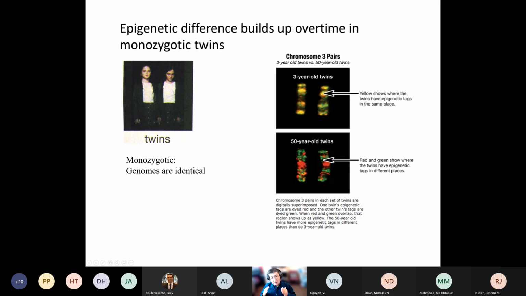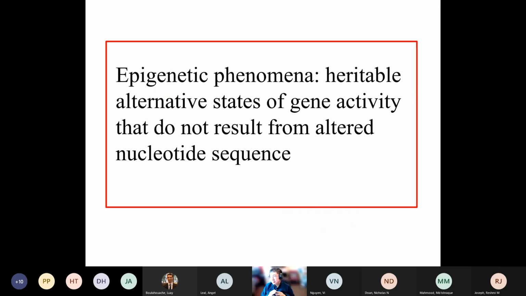Over the years, although the DNA sequences are the same, the modification of the DNA sequence, the modification of the histone that's a part of the nucleosome, a part of the chromosome, has now changed. Again, everything happens on top of the DNA sequence. It's not exactly the DNA sequence that is changed.